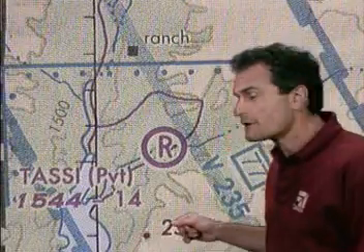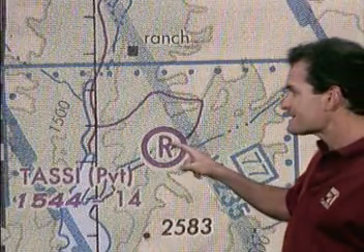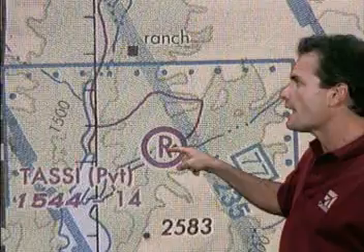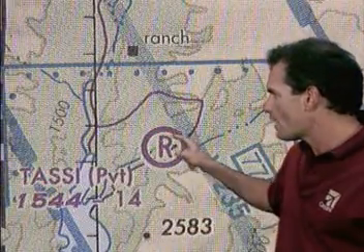Now if we go over to Tassie Airport, you'll notice there is a magenta circle around the airport, but this time there is an R inside this magenta circle. That R tells you that the airport is private or restricted, and that simply means that somebody owns the airport. You're going to have to get permission before you land there.